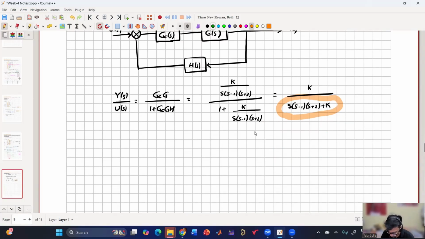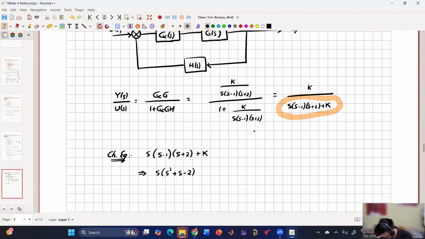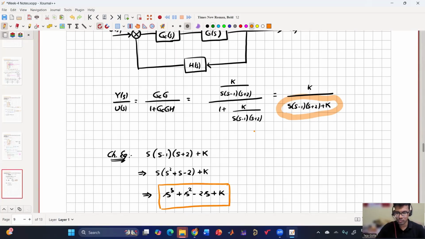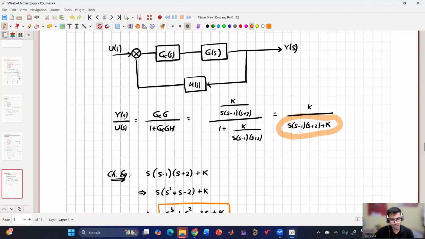So the question is, let us consider the characteristic equation, which is s(s minus 1)(s plus 2) plus K. So this is s into (s squared plus s minus 2) plus K. So the equation that I will be getting is s cubed plus s squared minus 2s plus K. This is the characteristic equation that was given in the previous questions, but in this question I have gone slightly backward and two steps we have to calculate, which are the characteristic equation from the closed loop transfer function.